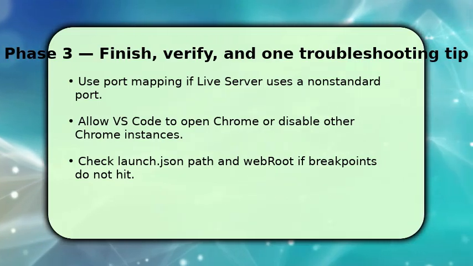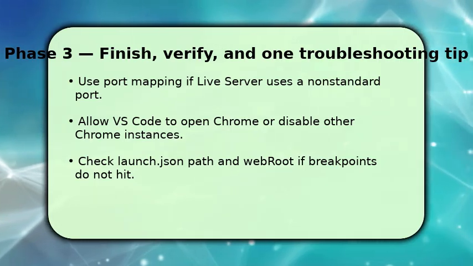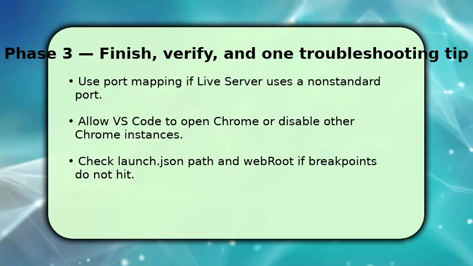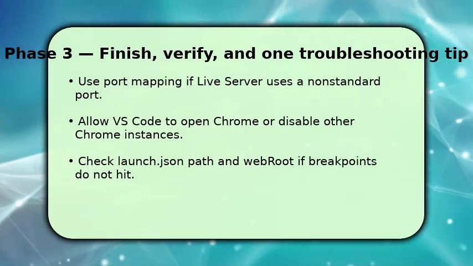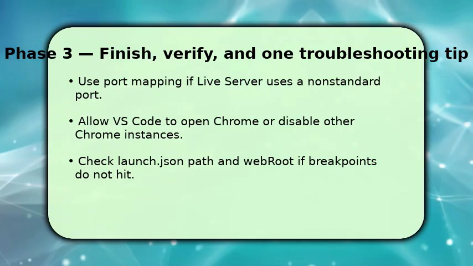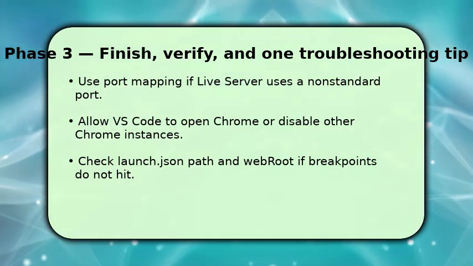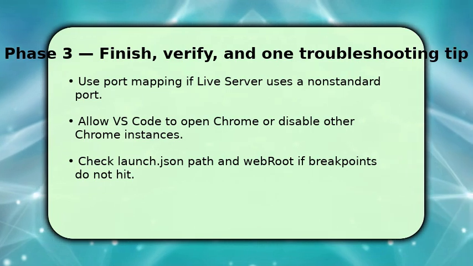If Live Server uses a different port, update launch.json's URL or add port mapping. This ensures source maps and breakpoints align. If breakpoints don't hit, verify the web root points to your project root and that source maps are enabled. One quick troubleshooting tip: restart both Live Server and the debug session to clear stale connections.